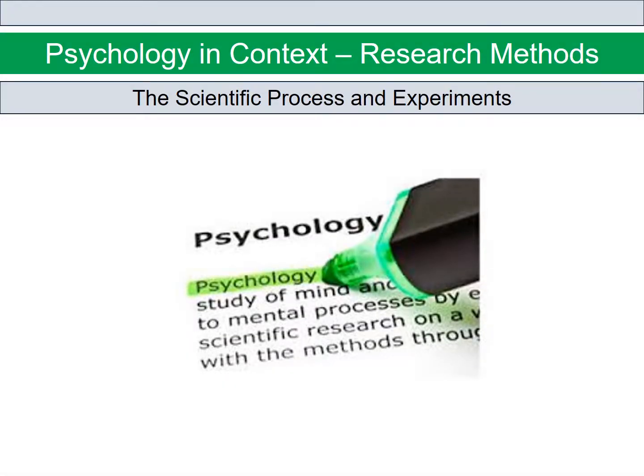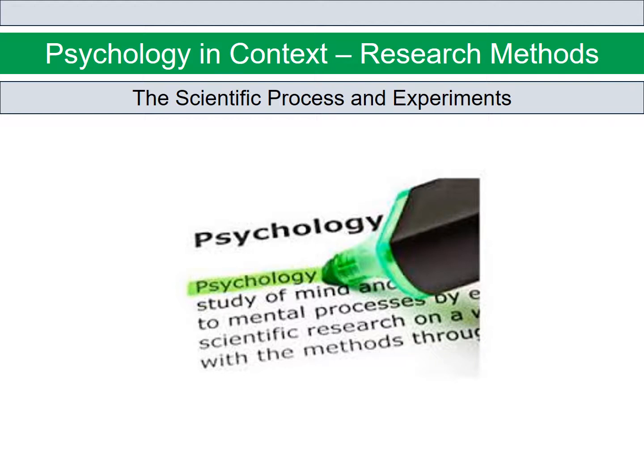So when we're studying psychology, it's important to remember that psychology is a science, and the thing that makes it a science is the fact that it uses the scientific process and scientific methods in order to establish theories which are based on evidence and research. So this is fundamental to the study of psychology.